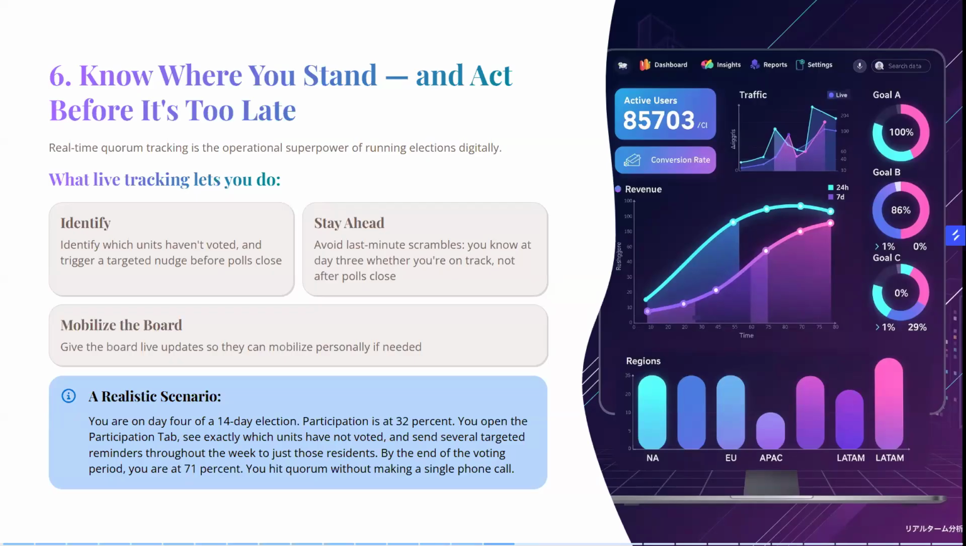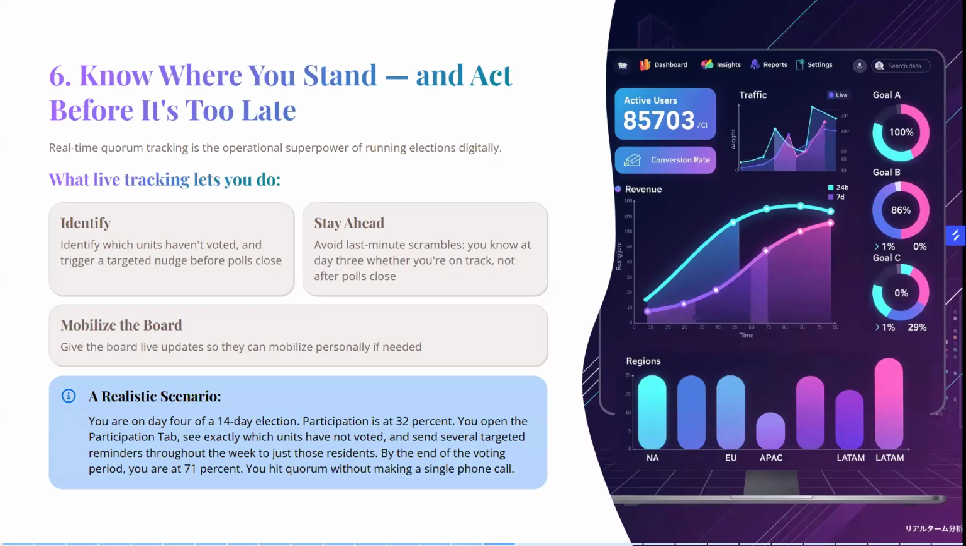The participation tab inside Ballot List shows you exactly which eligible units have cast a ballot and which have not, which allows you to become more targeted in your reminders. You're sending specifically to the units that have not voted yet, which is a completely different level of precision than just blasting everyone and hoping the right people see it.